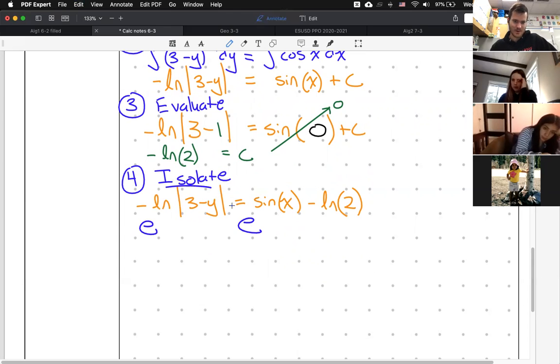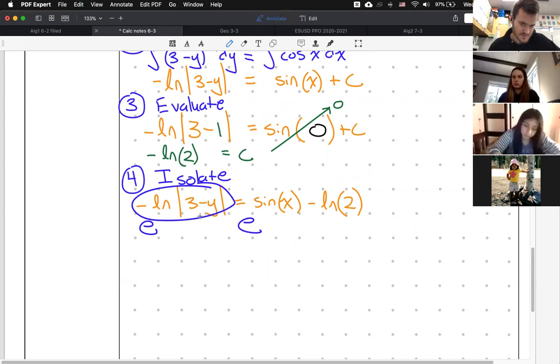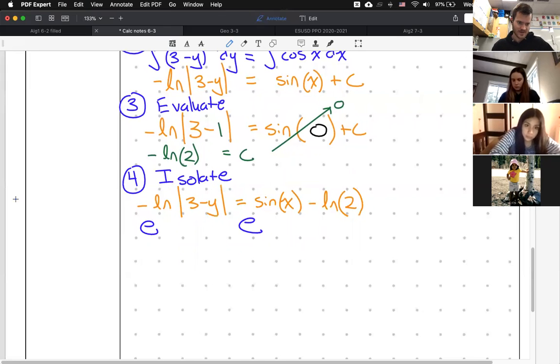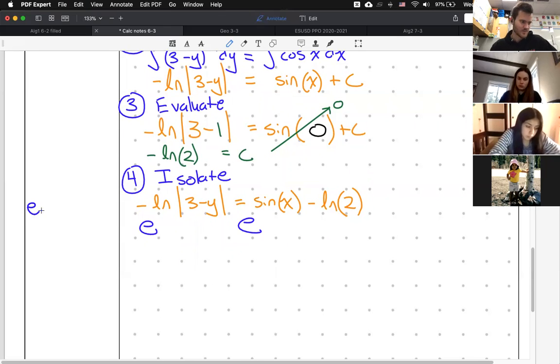So e to the power of negative natural log of the absolute value of 3 minus y is equal to e to the power of sine of x minus natural log of 2. This is called, you don't need to know the name, but I'll write it down just in case you want to talk about it with your college friends. It's called exponentiation. We're exponentiating each side.